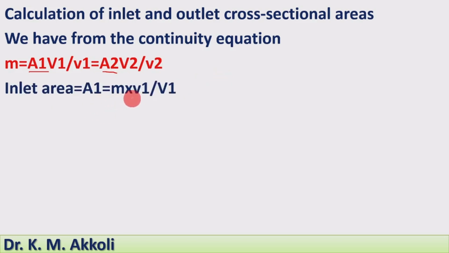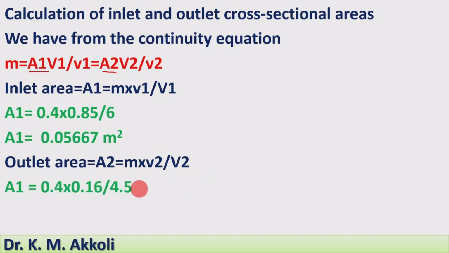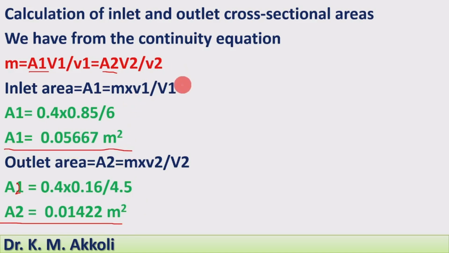Inlet area A1 can be given as m into specific volume by velocity, that is 0.4 into 0.85 by 6, so A1 is 0.05667 meter square. Similarly, the outlet area A2 is equal to mass into specific volume by velocity, that is 0.4 into 0.16 by 4.5. A2 is 0.01422 meter square.